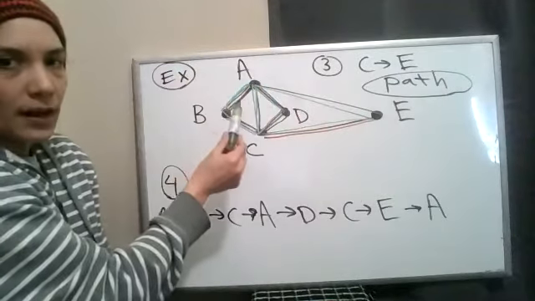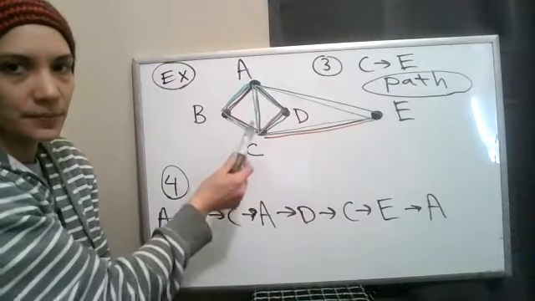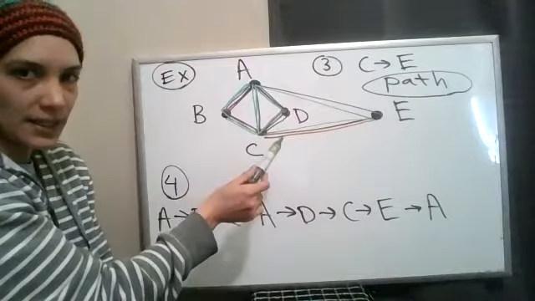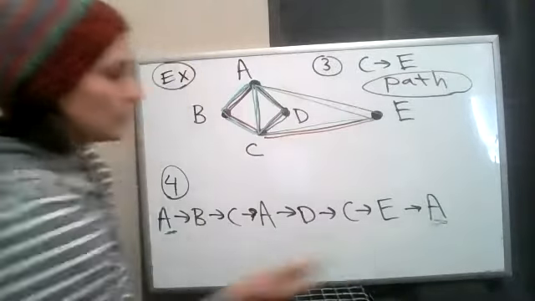So it was a walk. We were able to go from every vertex to the other by an edge. We used all of those edges once, and we end where we start. So this one is a circuit.